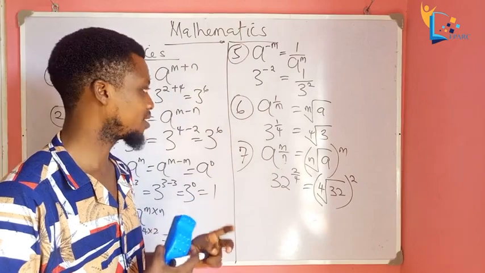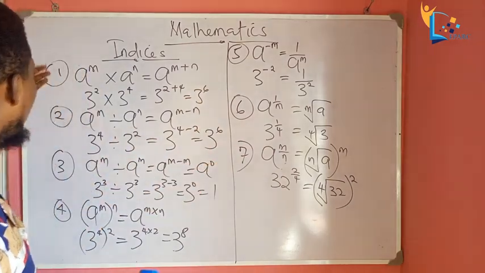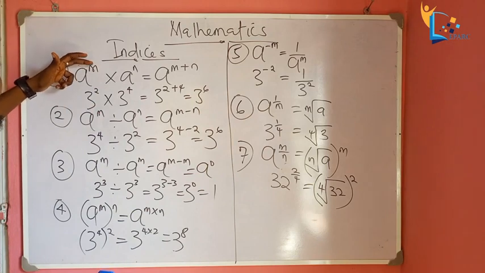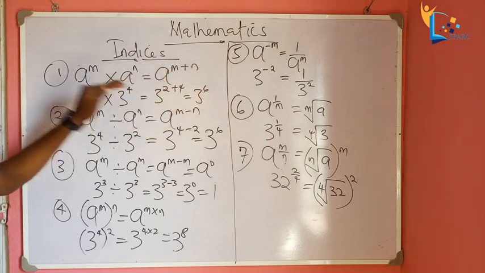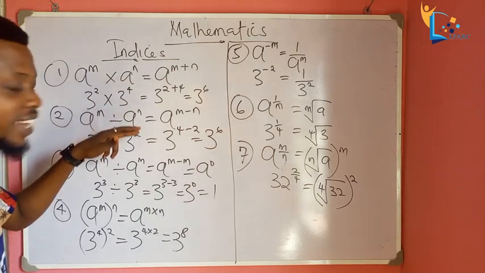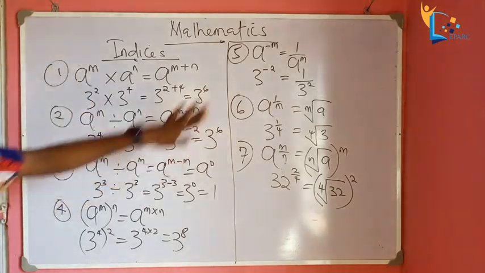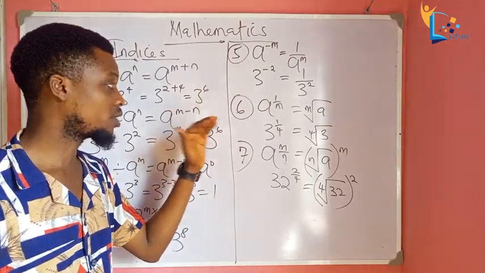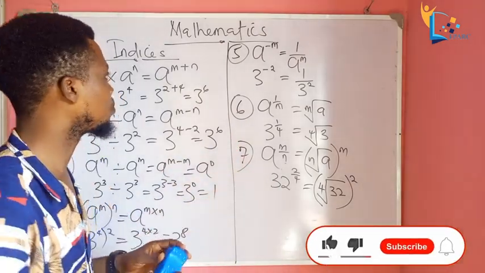So these are the basic laws of indices, the fundamental laws of indices. Let me go over them again. A raised to the power of m times a raised to the power of n will give you a raised to the power of m plus n. Then the second law, a raised to the power of m divided by a raised to the power of n is equal to a raised to the power of m minus n. So these are the fundamental laws of indices that we're going to be using to solve some problems as we proceed.